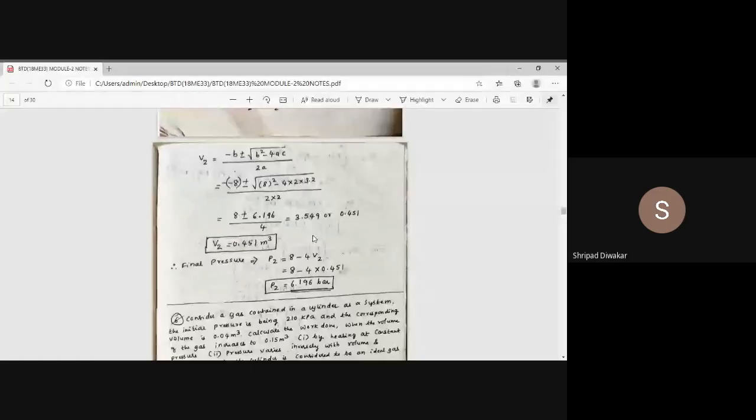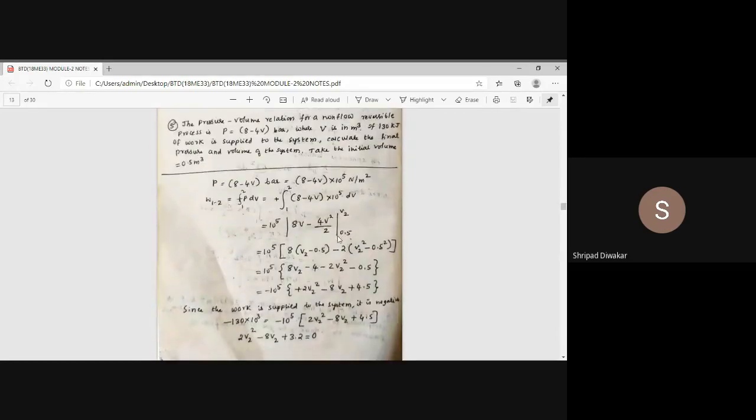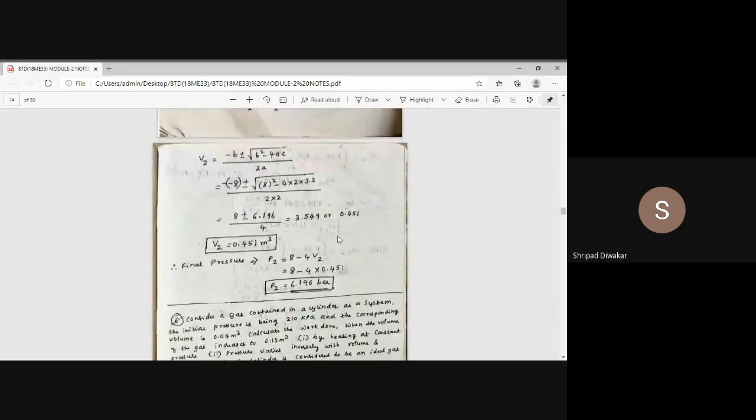You have to take the lower value because now you have to analyze the relationship between pressure and volume. You remember, as the pressure increases, volume decreases, since they are inversely proportional. So you should get the lower value rather than the higher value. Be careful while selecting the value. You have to take 0.451 only, and reject 3.549. You have to analyze and give the reason why you selected V2. V2 is 0.451 meter cube.